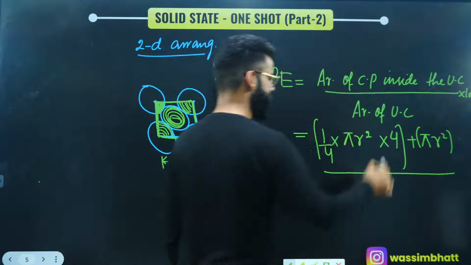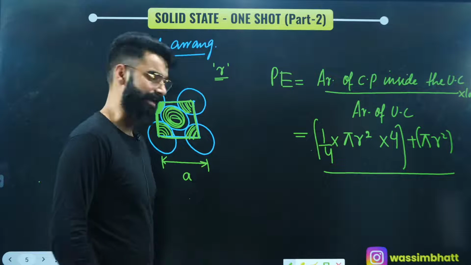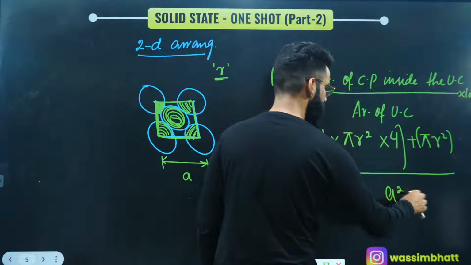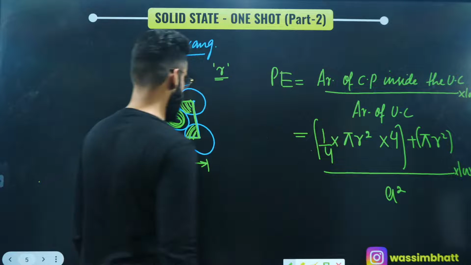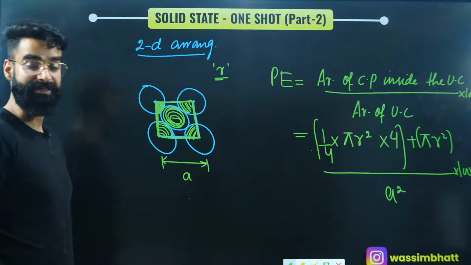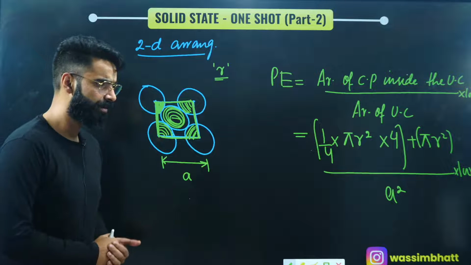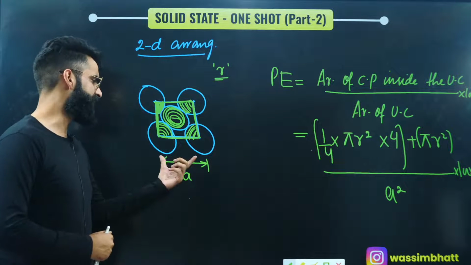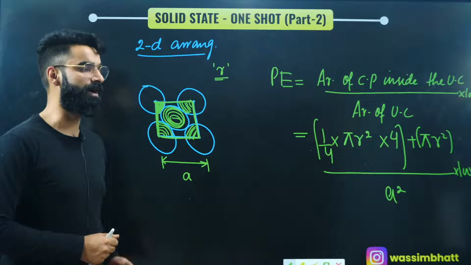This is divided by the area of the unit cell. What is the area of the unit cell? The area of the unit cell is simply side square, a square, multiplied by 100, right? Now what is this a over here? A is the edge length, right? Is a going to be equal to 2r? Over here in this scenario, a won't be equal to 2r. A will definitely be greater than 2r. Now how can I write a in terms of r?